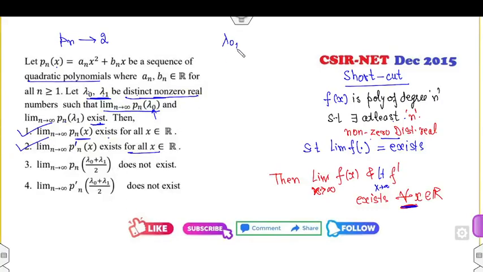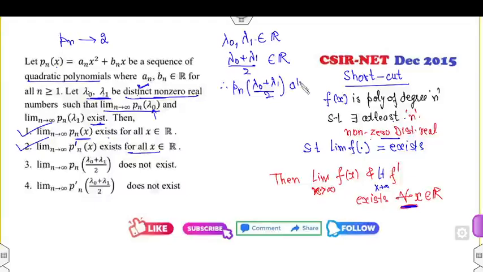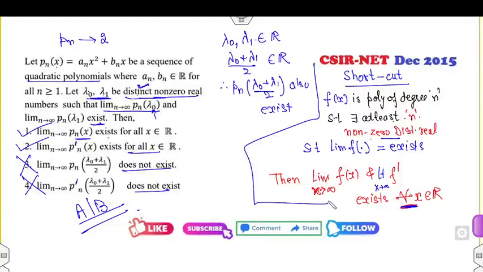Now lambda 0 and lambda 1 belong to R. Then (lambda naught plus lambda 1) over 2 also belongs to R. Lambda naught and lambda 1 are distinct. So therefore this P(n) of this term also exists for all x, but the question says it does not exist. Wrong. Derivative does not exist. Wrong. So the right answer of this problem is A and B based on this simplest approach.